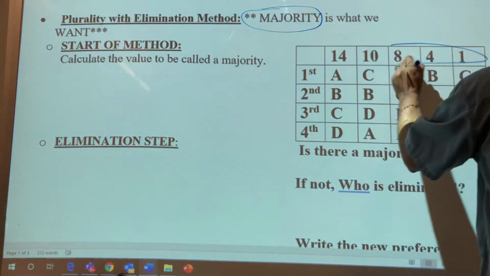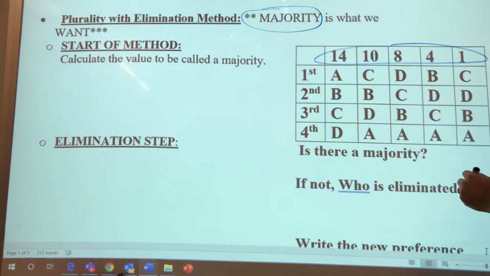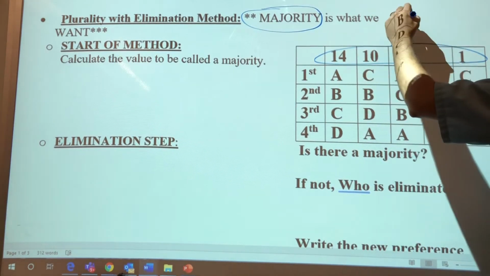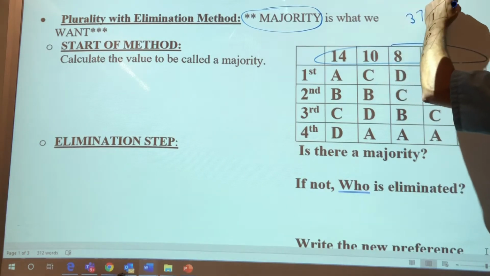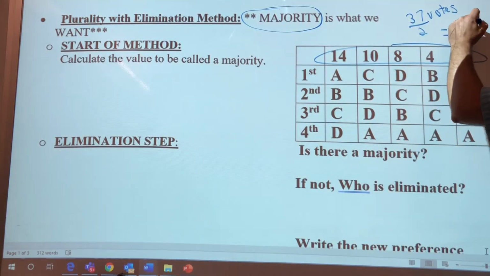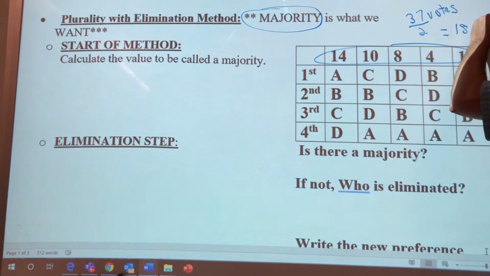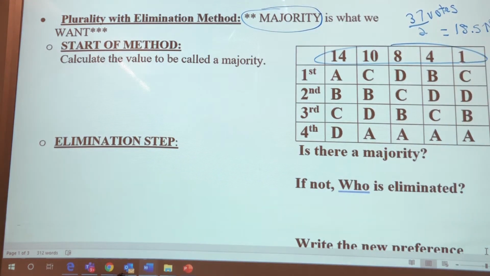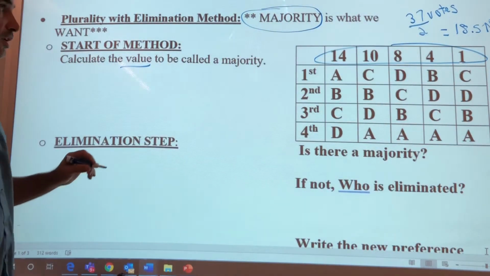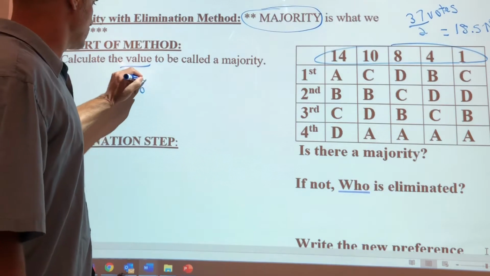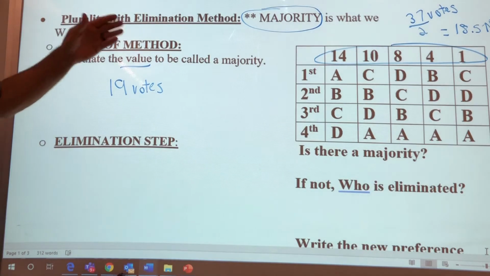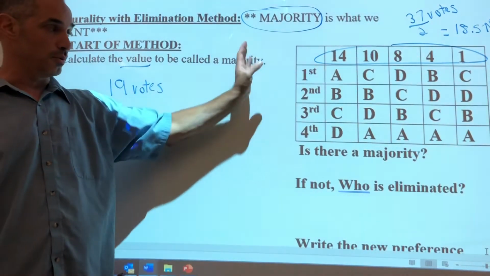So we would first add all these numbers, find out how many total votes there are. So 14, 24, 36, 37. So there's 37 votes. So for the majority, I take that and divide it by 2. That gives me 18.5. So we go up to 19. So the first thing is we calculate the value to be called a majority. The majority would be 19 votes. So 19 votes would give us the majority. Again, I'm taking the total number of votes, dividing by 2, and going up to the next whole number.